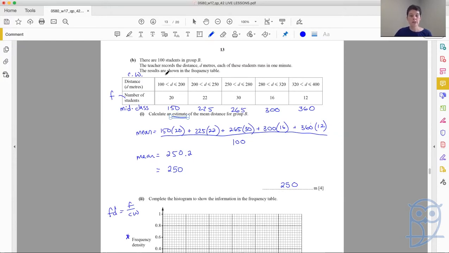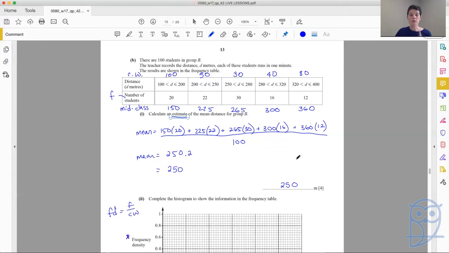100 to 200, that's a width of 100. 200 to 250 moves us 50. 250 to 280 moves us 30 only. 280 to 320 is a 40. 320 to 400 is an 80.